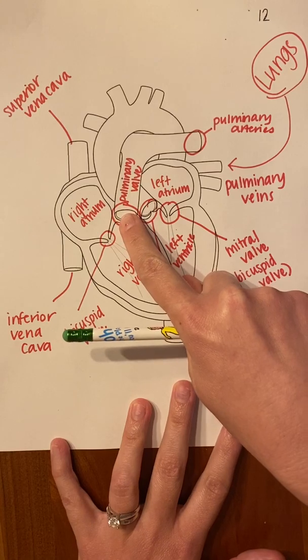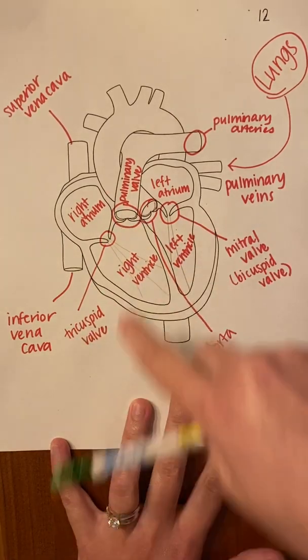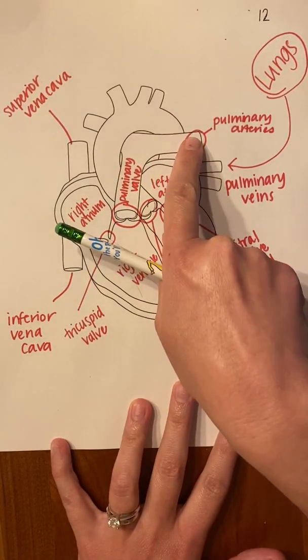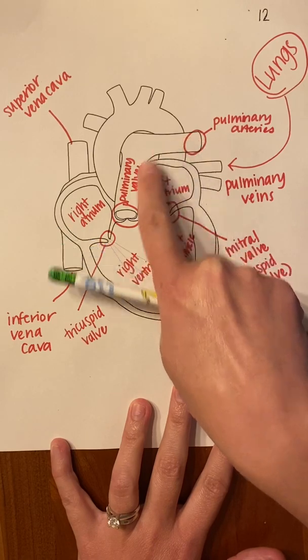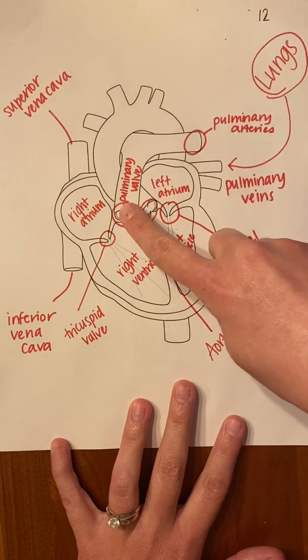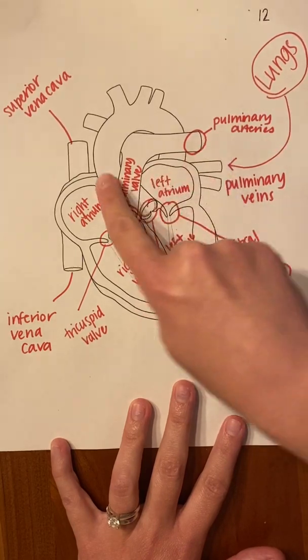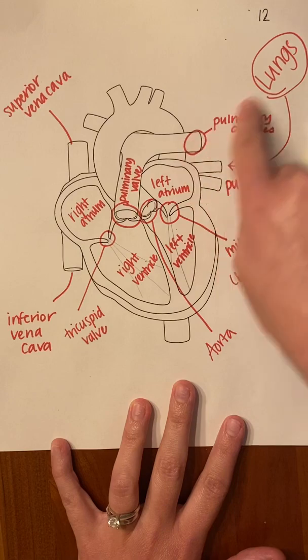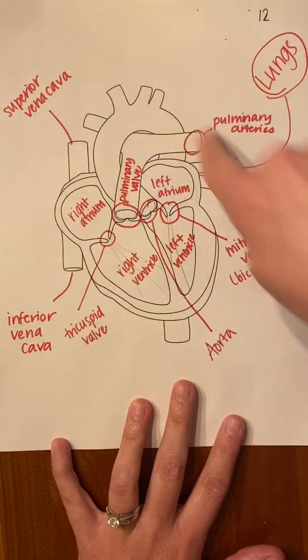And the pulmonary valve, again, open, shut, takes it into the pulmonary arteries. And this is taking blood away from the heart, right? Because it's deoxygenated, so it needs to get oxygen. So it takes it away from the heart into the lungs. And then the cycle starts all over again.